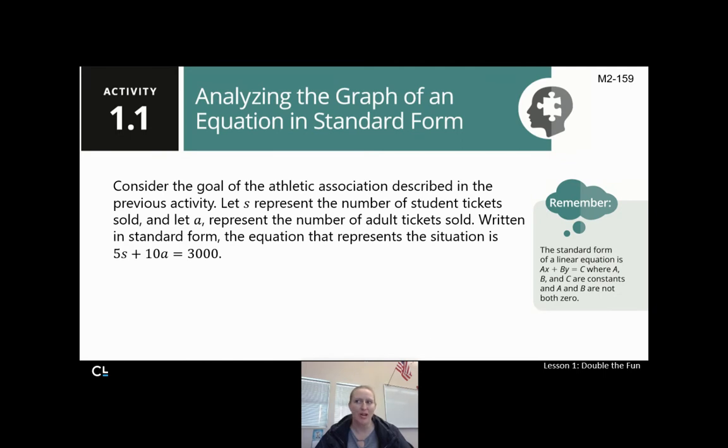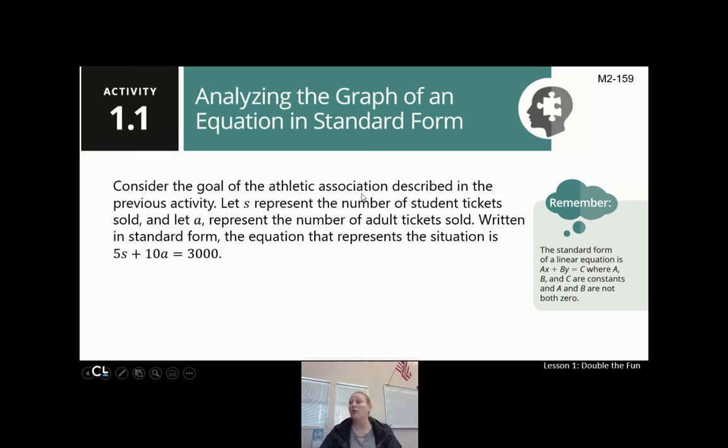We're doing Part A, the first day of this. We have split it up a little bit. It's just a bit much to do all in one day. So we've already been talking about our athletic association and how they're trying to sell tickets and make $3,000. And we already came up with a lovely equation to help us do that.